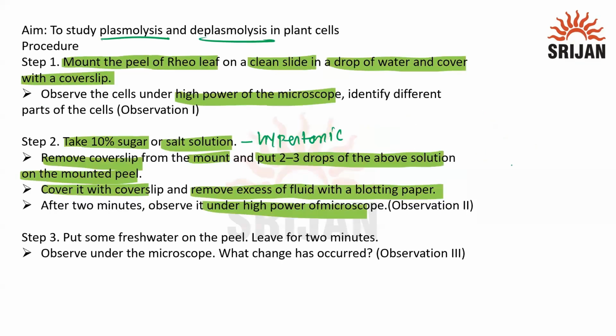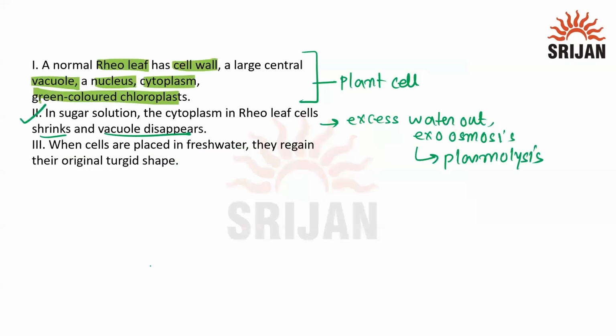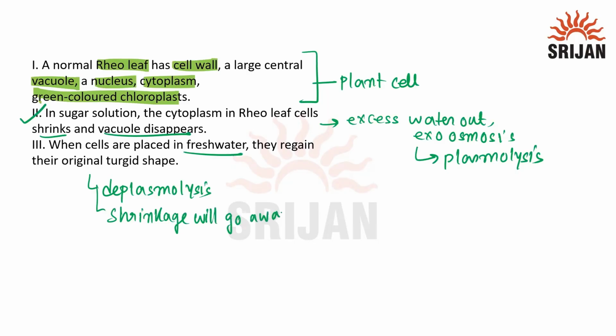Now coming to the next step, put some fresh water. When we put fresh water on this peel, we are adding a hypotonic medium. When the fresh water has been added, deplasmolysis will occur and the cell gets back to its normal shape and size. The shrinkage will go away, and it will regain its normal shape and size.